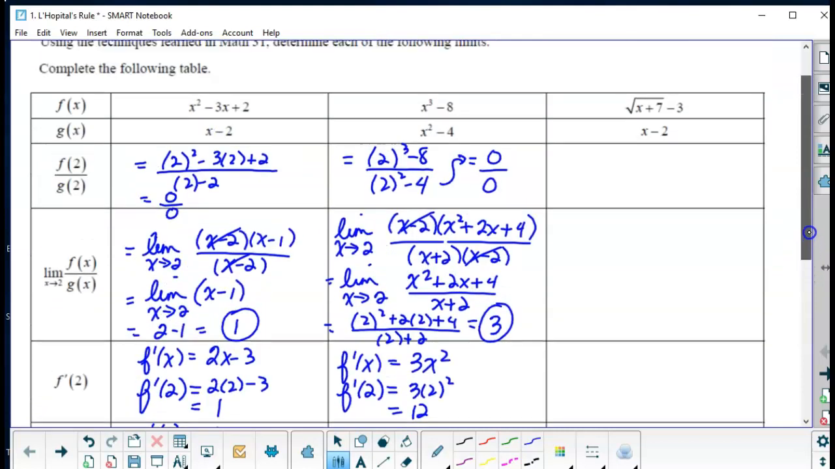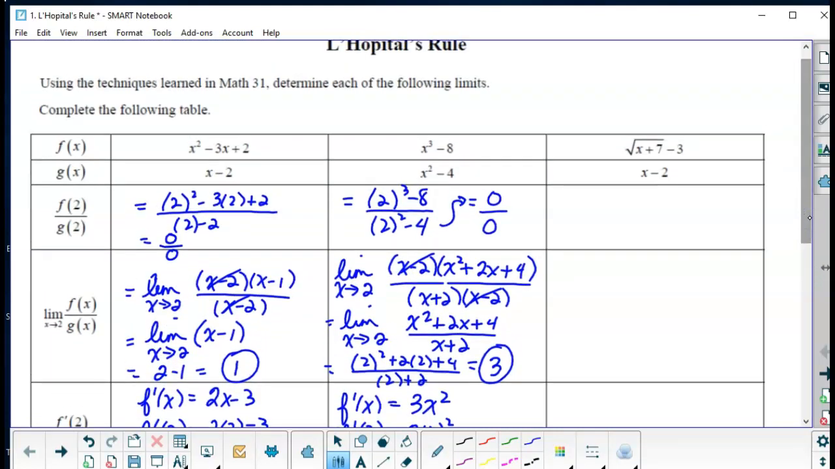So, third one here, now we're into a radical, so showing that it might work for different functions as well. So f of 2 is going to be 2 plus 7 underneath the radical. So that's root of 9 is 3 minus 3 is 0. We're going to do the whole ratio here, sorry. So that's going to be 2 plus 7 minus 3 over 2 minus 2. So that's going to be 0 over 0.